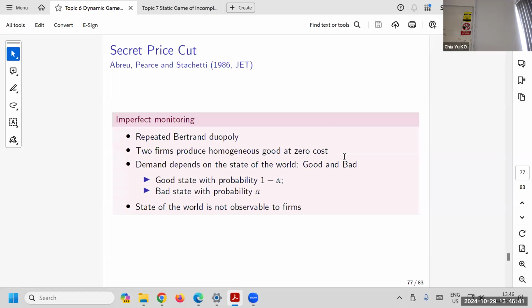The only difference is the last bullet point, which says that the state of the world is not observable. Okay, so before, with high and low, you could set the price. Now you're not allowed because it's not observable. You can't see it. Okay, you cannot see the state of the world.